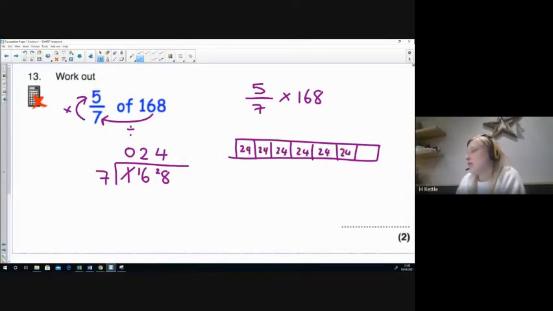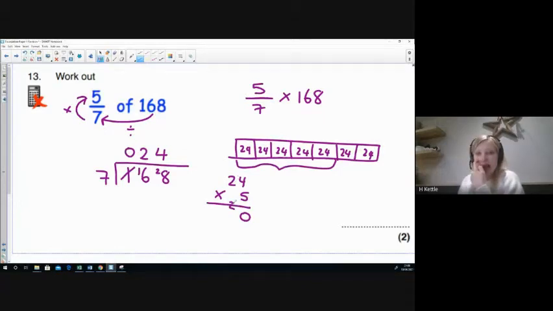So we've divided by the bottom, and we're now going to times by the top. I don't just want 1/7, I want 5/7. So 1, 2, 3, 4, 5, 24 times by 5. 5 times 4 is 20, so 0 carry the 2. And 5 times 2 is 10, add the 2 is 12. So 120 would be my answer. We've divided by the bottom, and whatever we got, times it by the top.